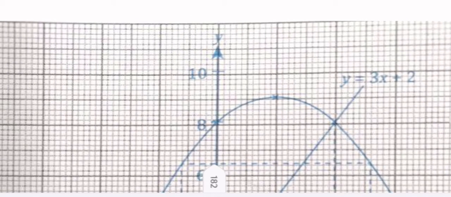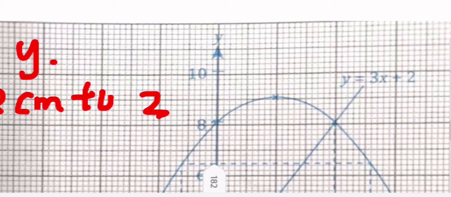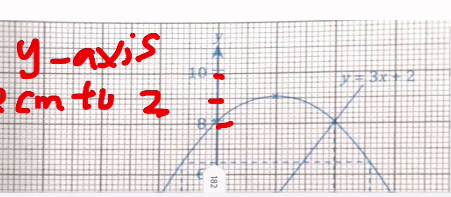Right? If they ask you to draw a straight line, let's say y equals 3x plus 2, then you have to find the 2 best points that you can draw, and then you draw the straight line. So remember, you must follow the scale of the y-axis, which is 2 centimeters to 2 units, okay? Please do not use your own scale. Use the scale given by the question.